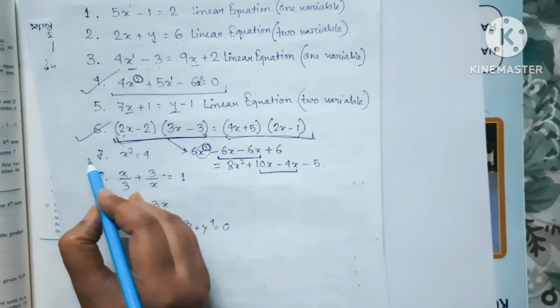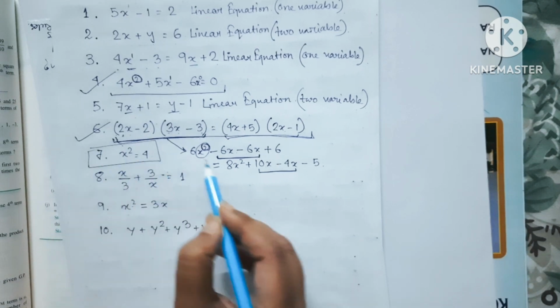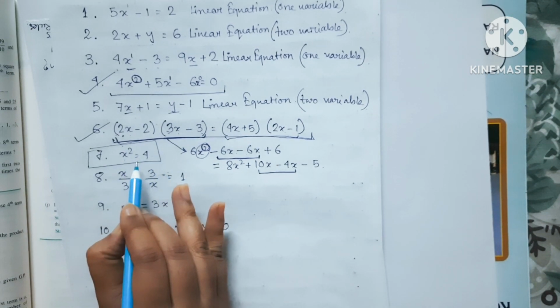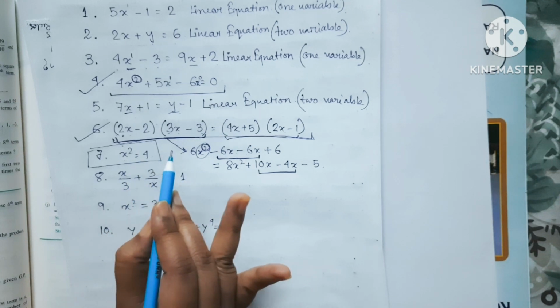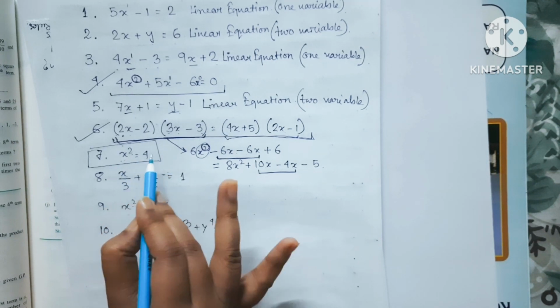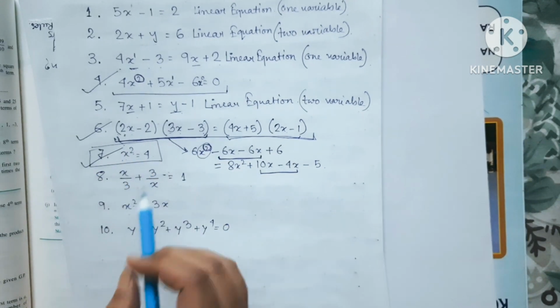See equation 7, x square equal to 4. It's a simple equation. One variable, that is x, and the highest power of x is 2. So that is also not a linear equation, right?